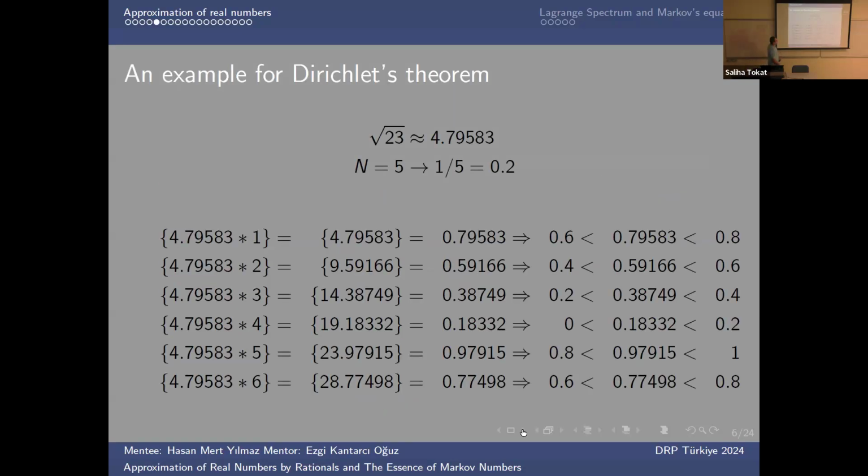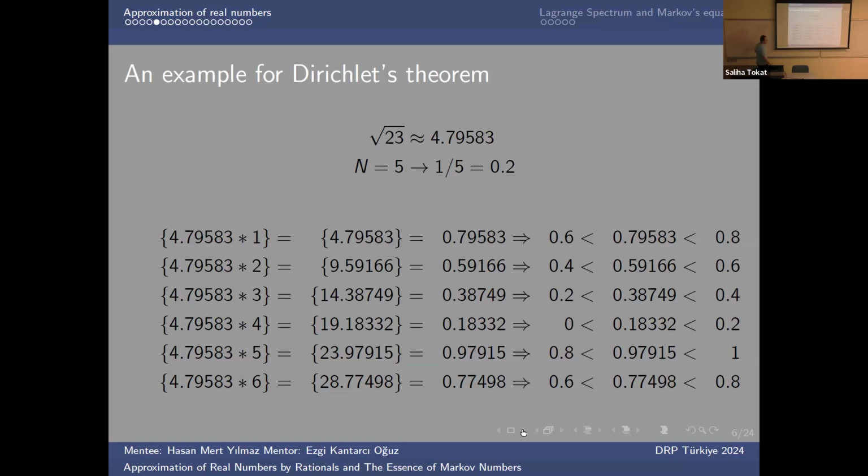An example. Take alpha equal to the square root of 23 and n equal to 5. Then the length of the interval is 1 over 5, which is 0.2. Calculate these 6 numbers. The first 5 lie in different intervals. By the pigeonhole principle, the last one must lie in the same interval as one of them. In this case, the first and the sixth lie in the same interval.